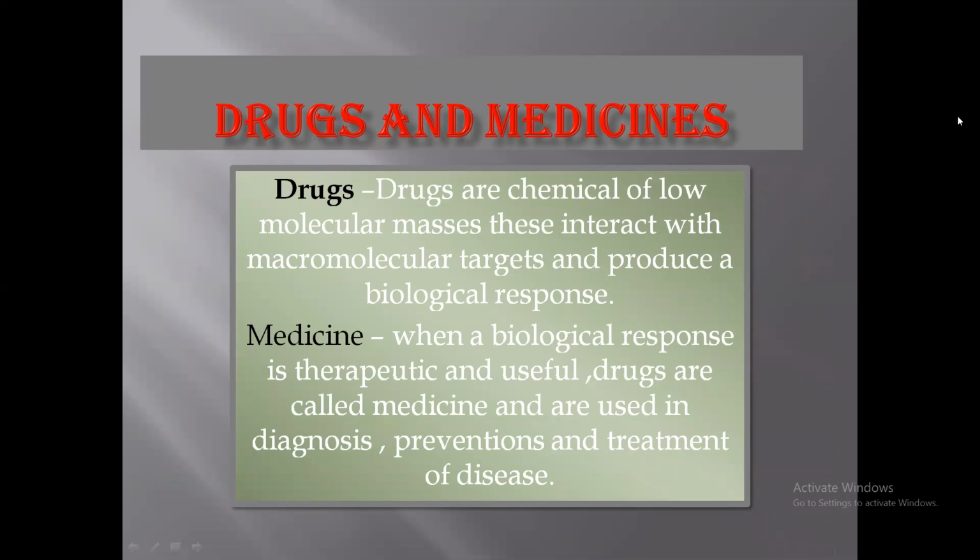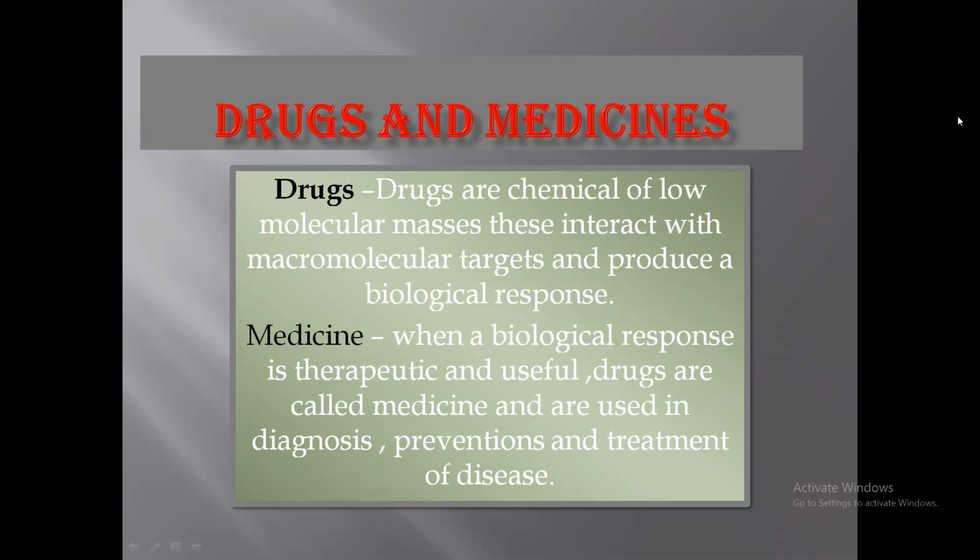What is meant by a drug? Drugs are chemicals of low molecular masses. These interact with a macromolecular target and produce a biological response. It means all chemicals and natural substances capable of being used for therapeutic purposes. The most common example of drugs is narcotics.